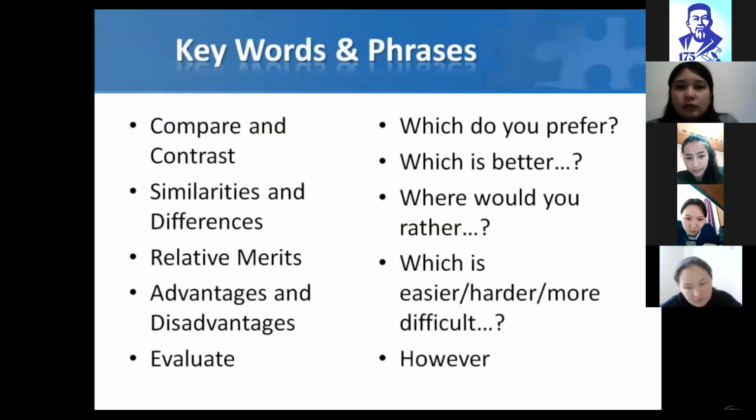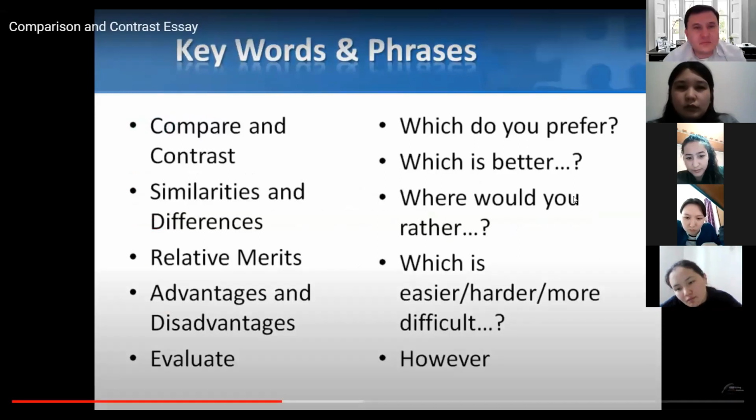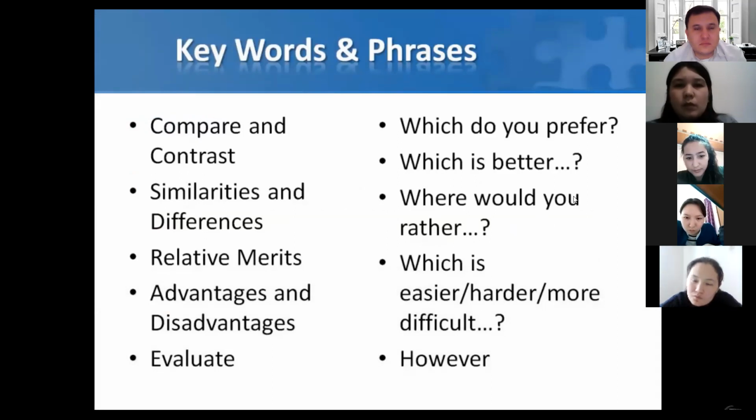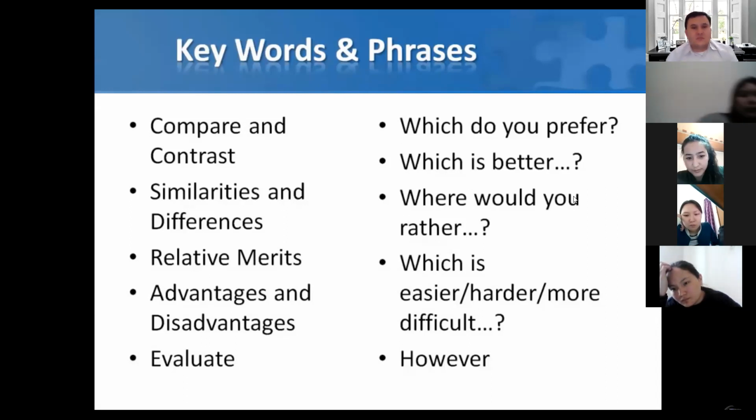Okay, let's look at some words and key phrases that might help you identify when to use the compare and contrast technique. You might see in an essay prompt the words compare and contrast, which make it really easy. But you might see similarities and differences, which means the same thing. If you are, let's say, writing an essay for the GRE and you see the phrase relative merits, advantages and disadvantages, or evaluate, same thing, comparison and contrast. You're wanting to use this technique when you see these phrases.